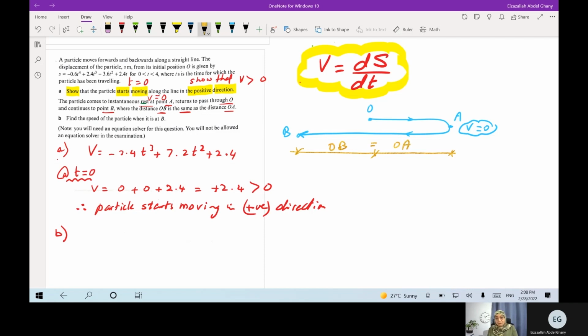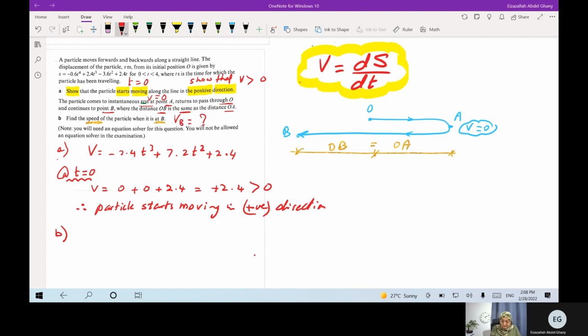Okay, then how to find the displacement from O to A? Let's read again. The particle comes to instantaneous rest at point A. It returns to pass through O and continues to point B, where the distance OB is the same as the distance OA. What does he want? He wants us to find the speed of the particle when it is at B. So your target is to find velocity at B.